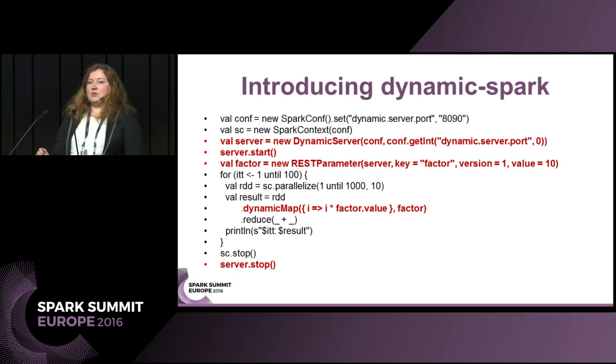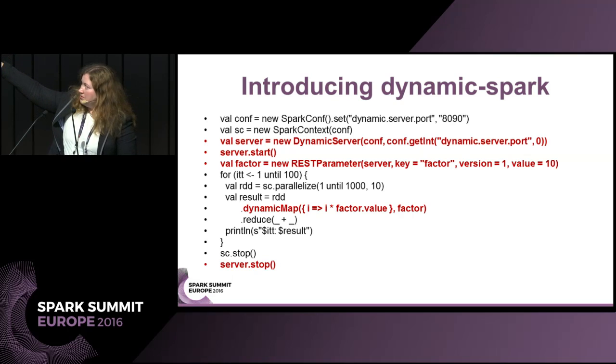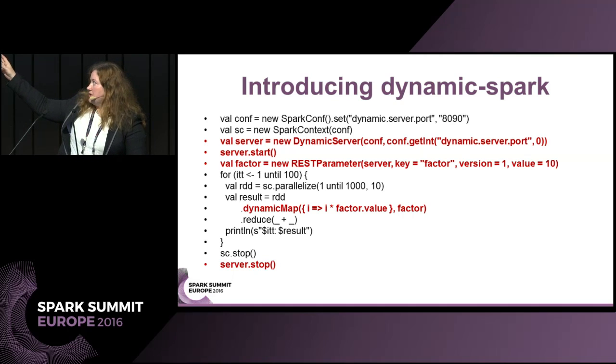So how do we introduce our library? The map that you have seen in the code becomes dynamicMap. It's our function. In place of map, we have dynamicMap, dynamicReduce, dynamicFilter, dynamicReduceByKey, and other functions. Here dynamicMap takes a function, which is e multiplied by the factor value, and factor is the parameter, which in our case is 10. To be able to do it, we need to have that factor. So before, you see factor is a new parameter, with version 1 and value 10.